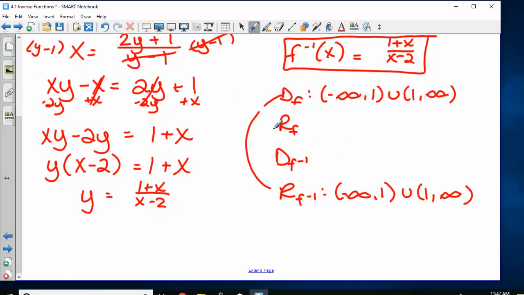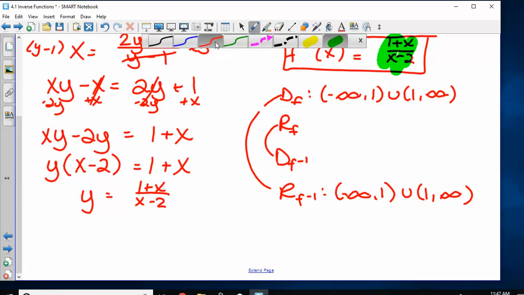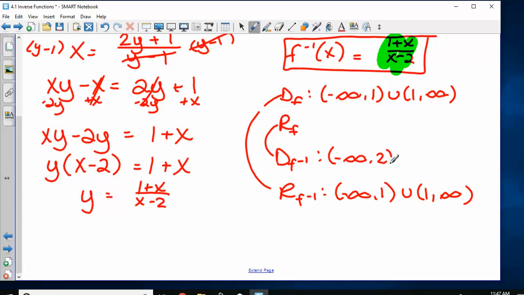I also know the range of the function will equal the domain of the inverse. So we could just look. In our inverse right here, what can x not be? So the domain of the inverse is negative infinity to 2, union 2 to infinity, and that becomes the range of the original function. So really, all you have to do is look at domains, and you get your ranges for free.